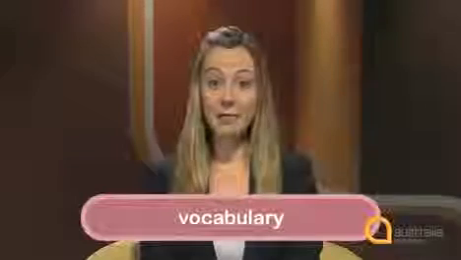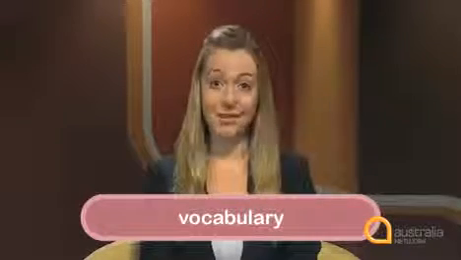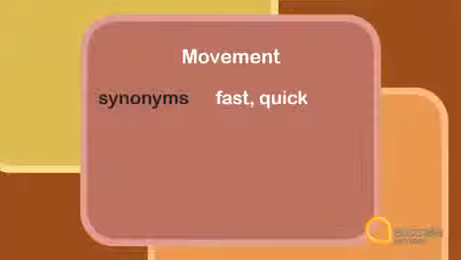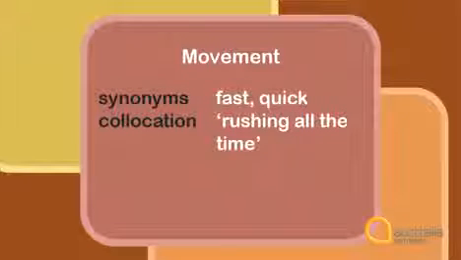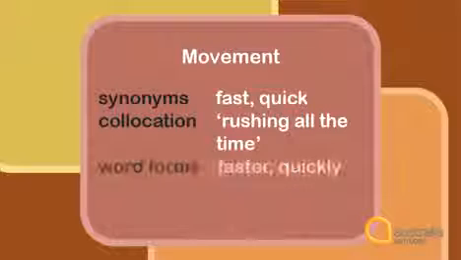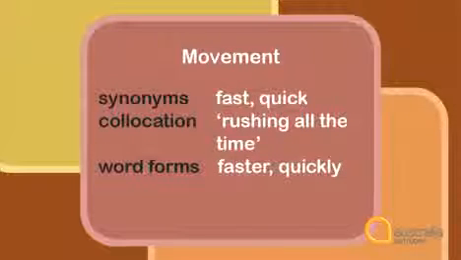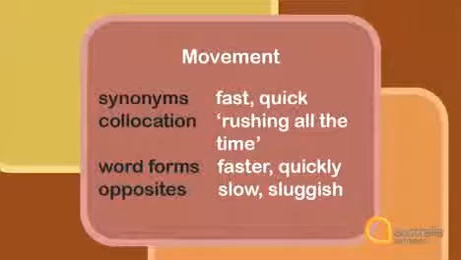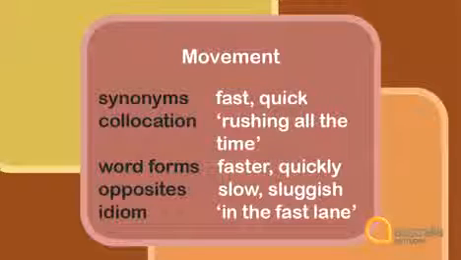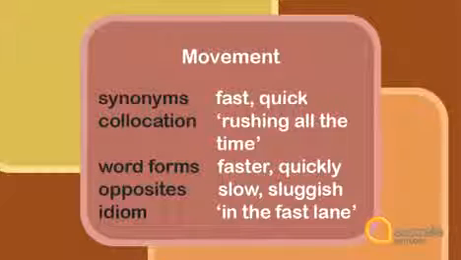One way to build up your vocabulary is to organise words around categories, such as movement. You can arrange words like this. Some synonyms are fast and quick. A collocation, or group of words often used together, is rushing all the time. Word forms would be faster and quickly. Some opposites would be slow and sluggish. An idiom could be in the fast lane, which means living an exciting, if sometimes risky, life. Keep adding to this and then using the words you've discovered.